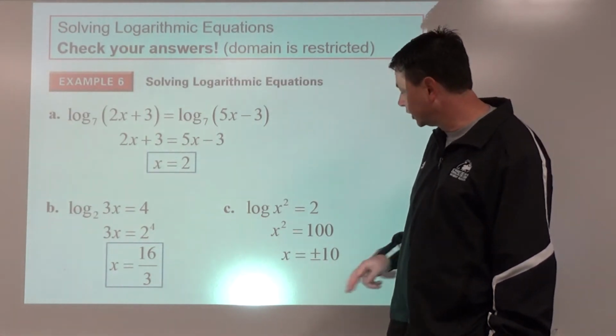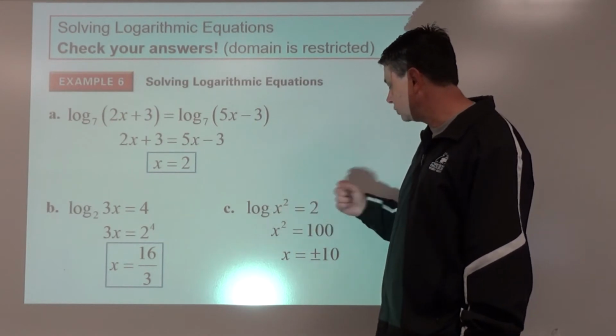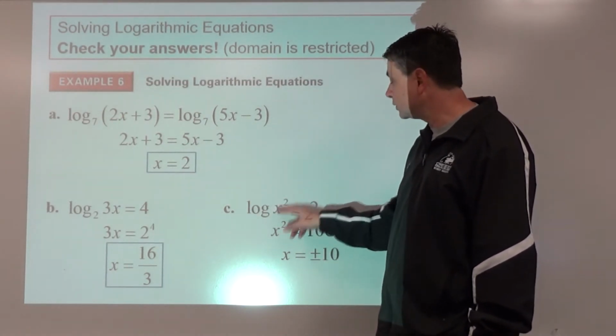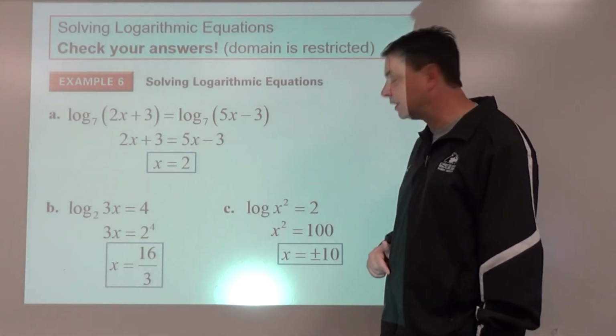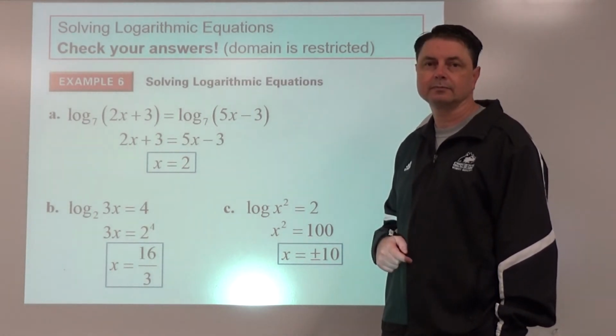All right, do both of those work? What about 10? 10 squared is 100. Log of 100 is 2. Yes. Negative 10, I'm worried about this one. If we square negative 10, we're still going to get 100. The log of 100 is 2. So actually both of them are correct. Make sure we check our answers.